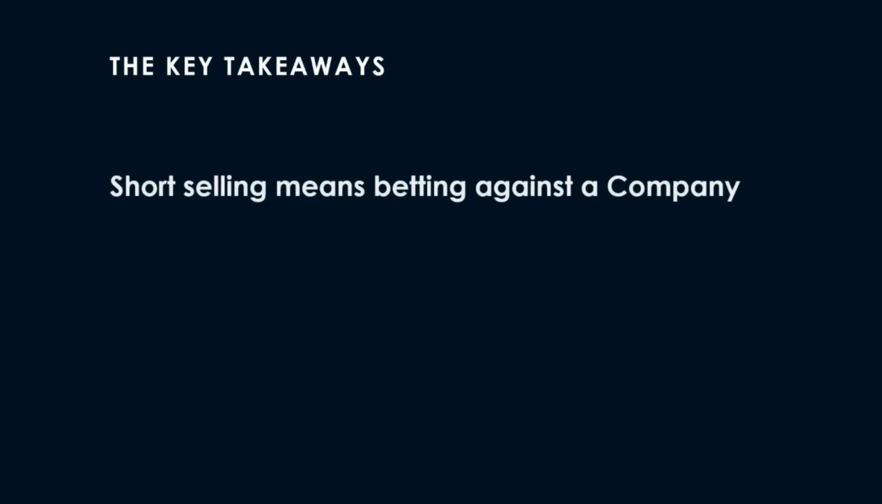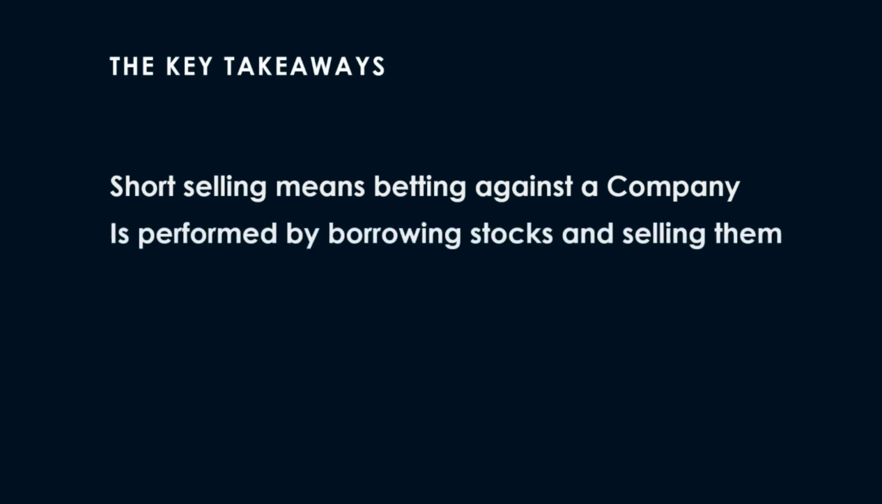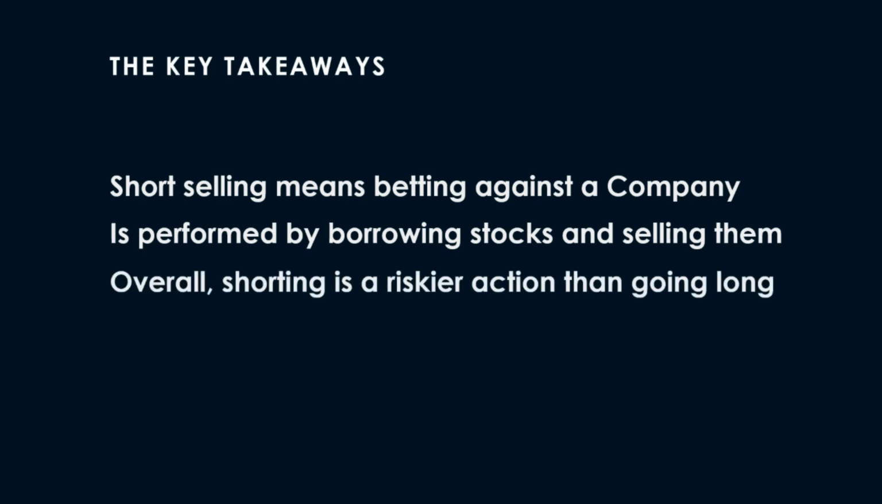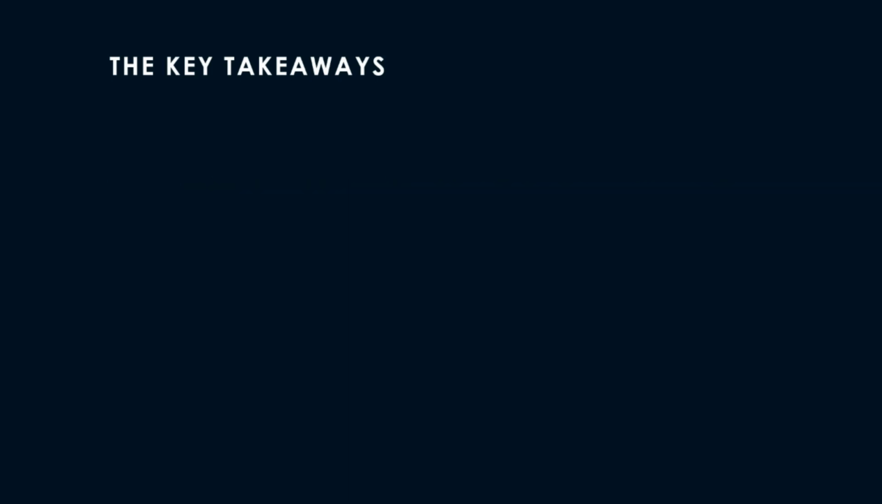The key takeaways from this video are: short selling a stock means betting against the company. Shorting is executed via borrowing stocks in order to return them, with the plan to buy them back at a lower price and sell them to the owner. Shorting a stock is a riskier practice than going long.